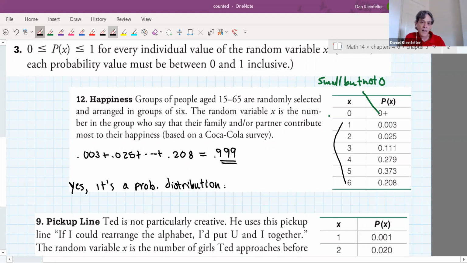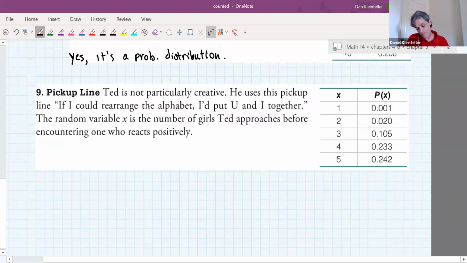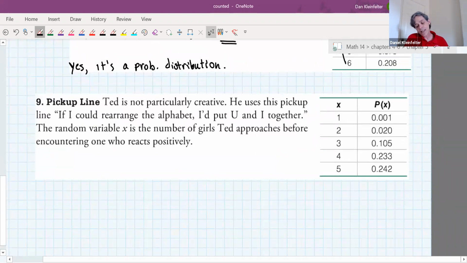Okay. All right, another example, try that again. Here it says, Ted is not particularly creative. He uses this pickup line: If I could rearrange the alphabet, I would put you and I together. Okay, the random variable X is the number of girls, hopefully women. I guess he could be a kid, but the number of girls Ted approaches before encountering one who reacts positively.